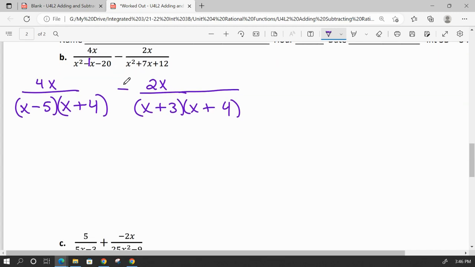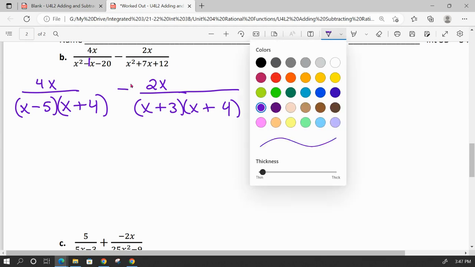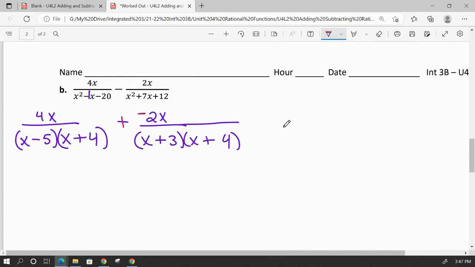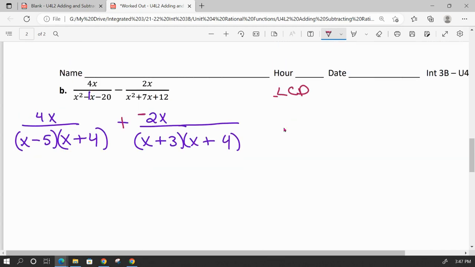All right, the next thing I want to talk about is subtraction. Subtraction is the same as adding the opposite. So one thing that I recommend is that when you're subtracting, change this to a plus and put the minus in front of this term so that you don't forget to distribute the negative in the next step. All right, least common denominator.